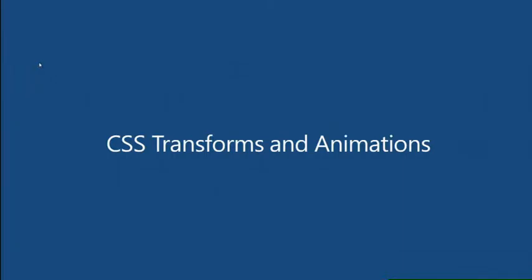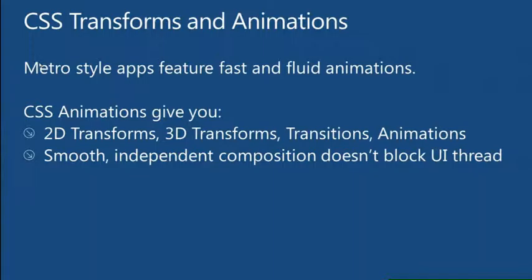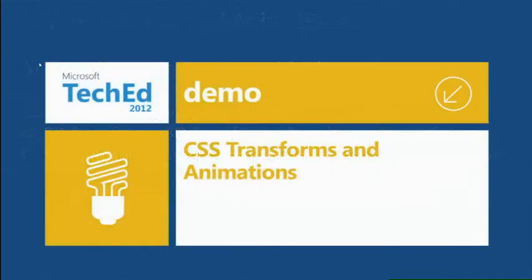Well, to do that, we added CSS transforms and animations to the HTML engine. These are a bunch of CSS capabilities that allow you to apply 2D transforms and 3D transforms and to do those over time to things. The benefit of using the CSS animations is that they're independent of the UI thread, and so they're composed in a way that doesn't interfere with or block your UI thread at all. So they'll be very smooth, fast, and fluid all the time, regardless of the other processing going on in your application. And that's one of our principles of Metro-style UI, that it's fast and fluid.